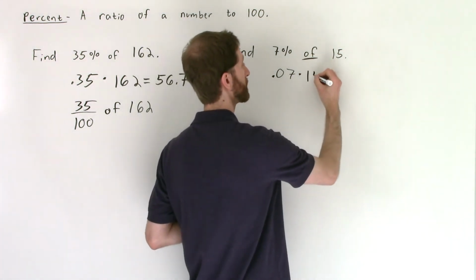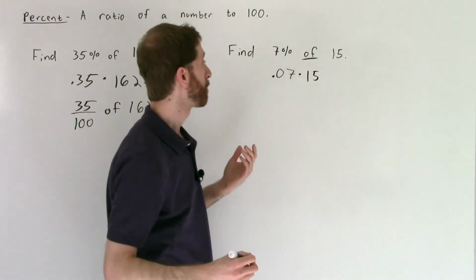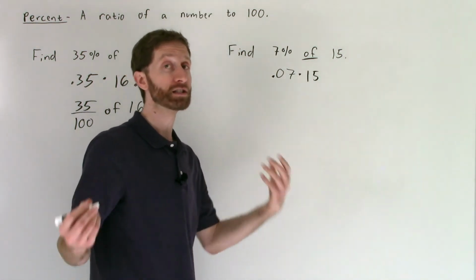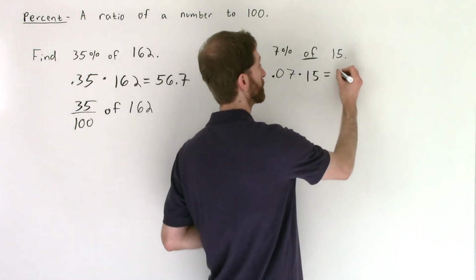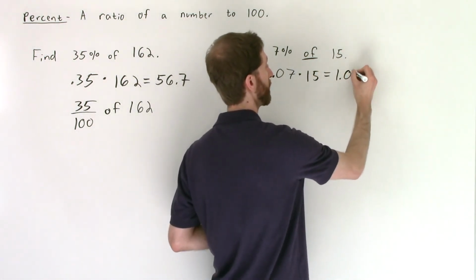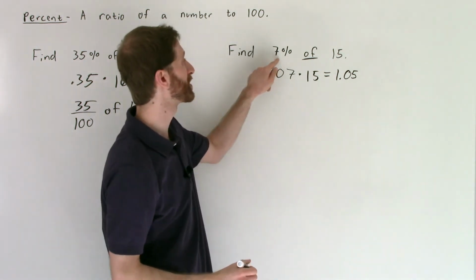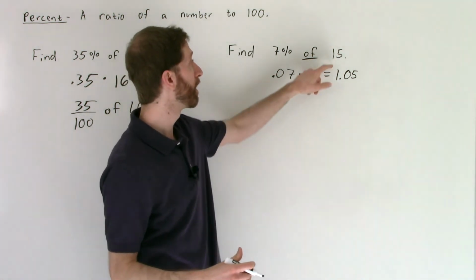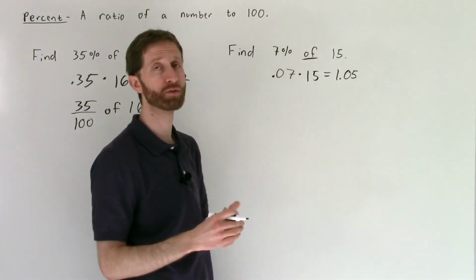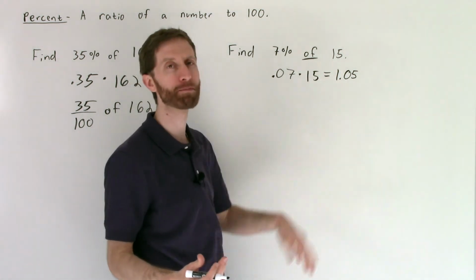So 0.07 times 15. 0.07 times 15, definitely throw into your calculator, it's 1.05. So we get 1.05, which makes sense because 7% is roughly close to 10%, or 1/10 of 15. A tenth of 15 would be 1.5, so it's in the right ballpark.